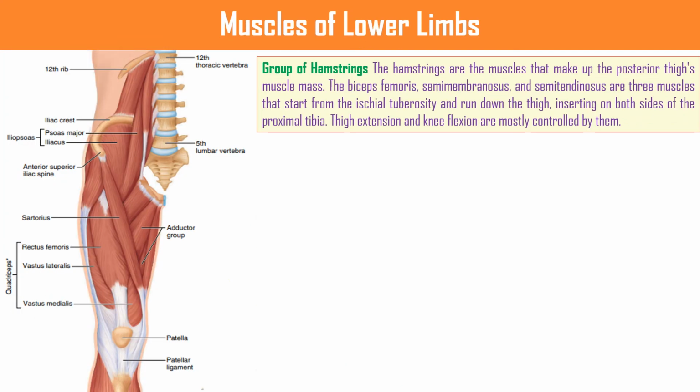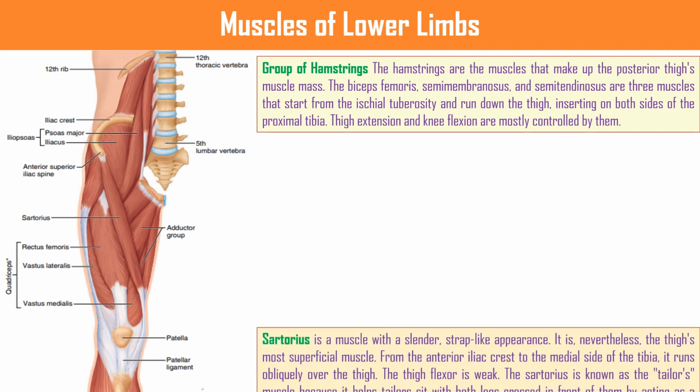Muscles of the lower limb. Group of hamstrings. The hamstrings are the muscles that make up the posterior thigh muscle mass. The biceps femoris, semimembranosus, and semitendinosus are three muscles that start from the ischial tuberosity and run down the thigh, inserting on both sides of the proximal tibia. Thigh extension and knee flexion are mostly controlled by them.